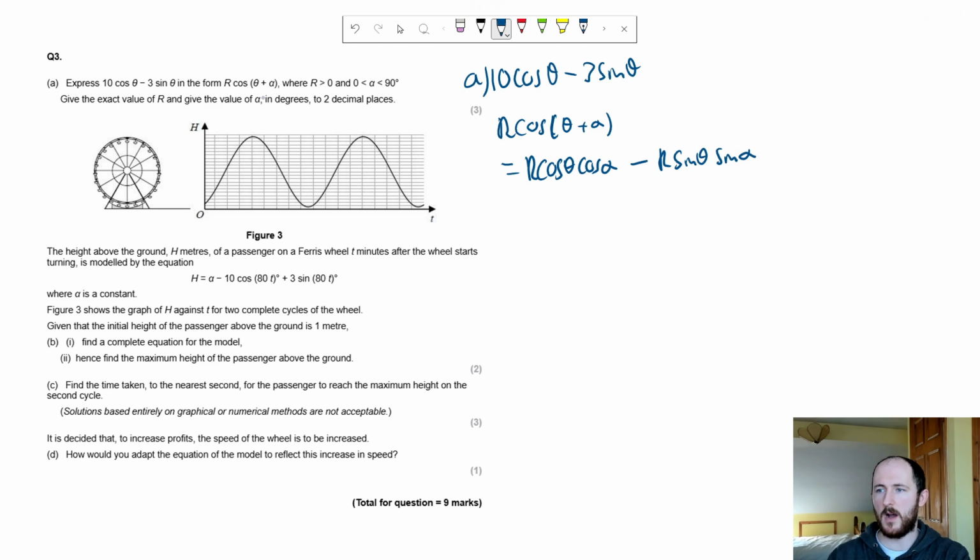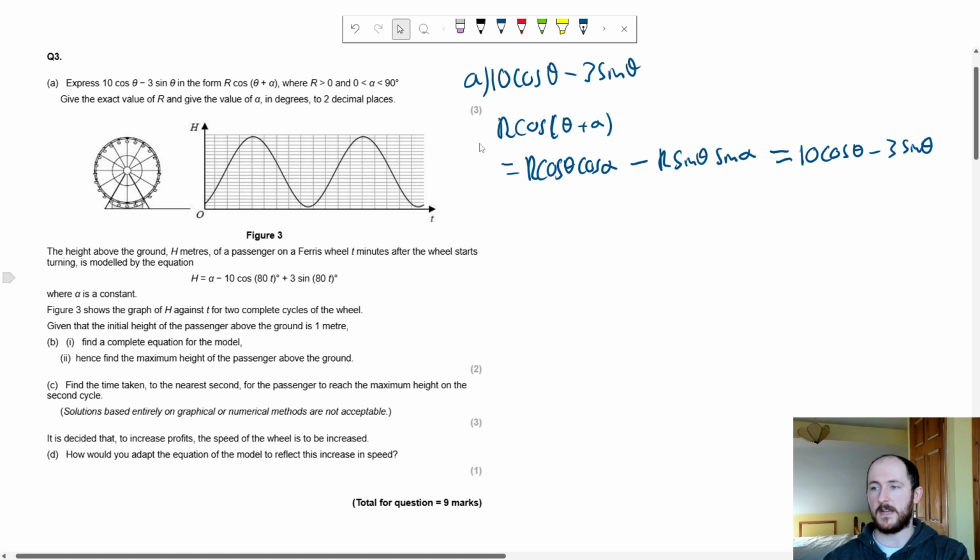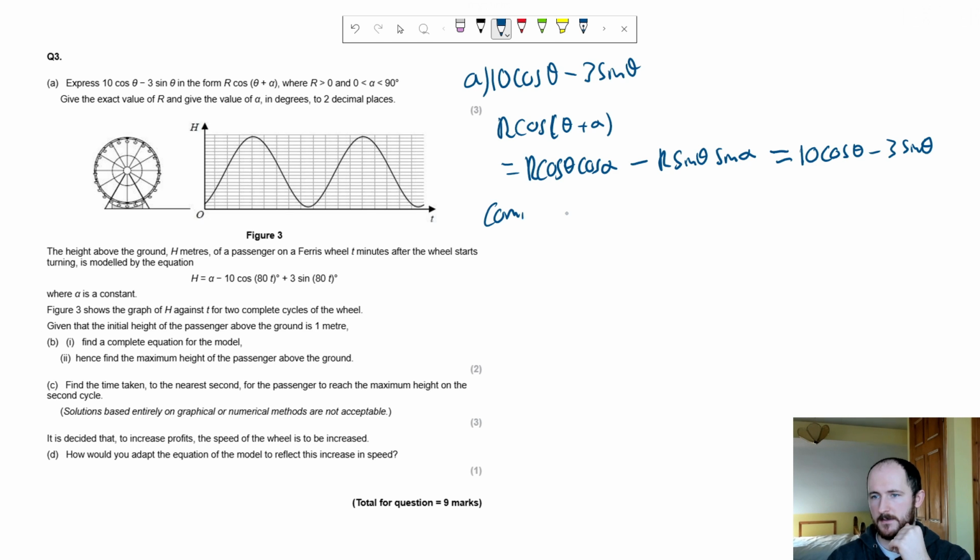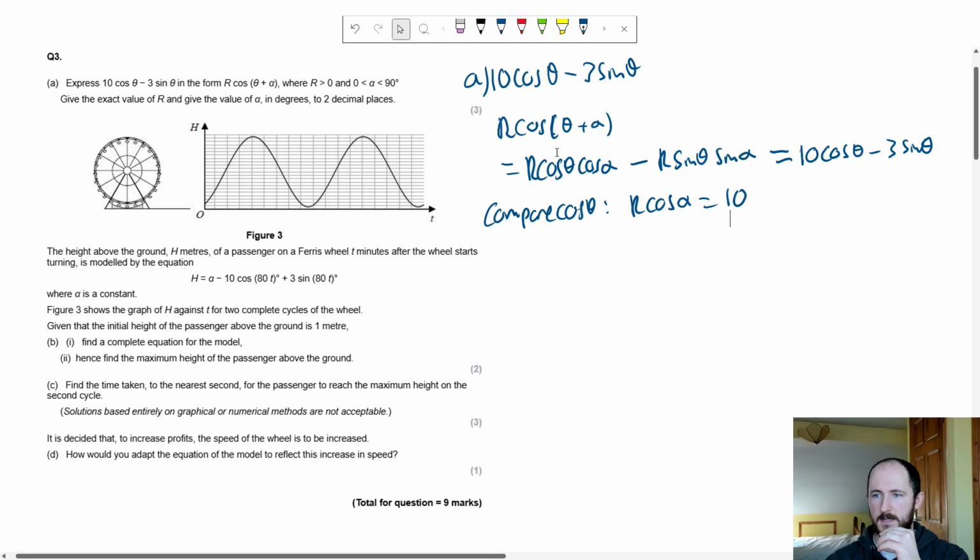And the way that this method works is you make these two equal to each other. The reason why we can do that is simply because we're trying to write this in the form of this, which means they both should be equal to each other, right? The form on the right should be equal to the form on the left. And then all we do is we compare coefficients. So everything in front of cos theta here is the same as everything in front of cos theta here. So if I compare cos theta, we get r cos alpha equals 10. Because again, all the coefficients of cos theta, which is cos alpha and r, are the same as the coefficients of cos theta on this side, which is just 10.